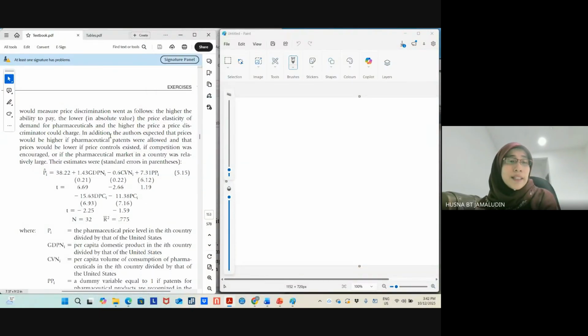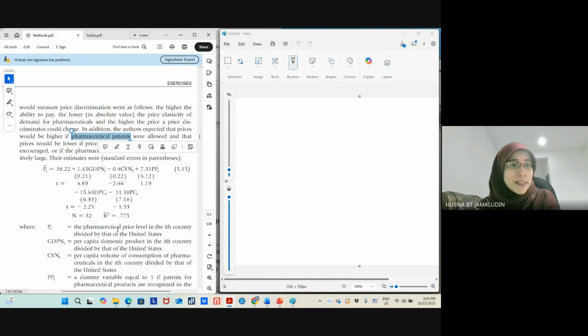So basically, this is the per capita income or per capita domestic product. You expect this coefficient to be positive, because positive means that this industry is practicing price discrimination. Next, in addition, the authors expected that the prices will be higher if pharmaceutical patents were allowed, meaning the country allows for having patents. When a certain product has a patent, of course you can charge a higher price, right?